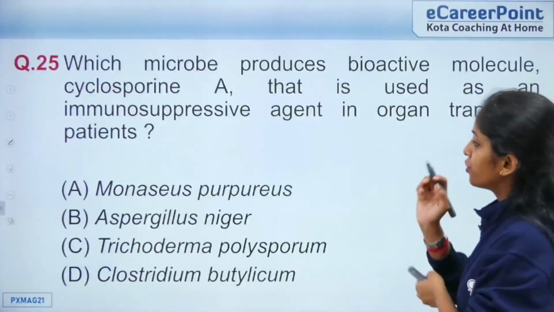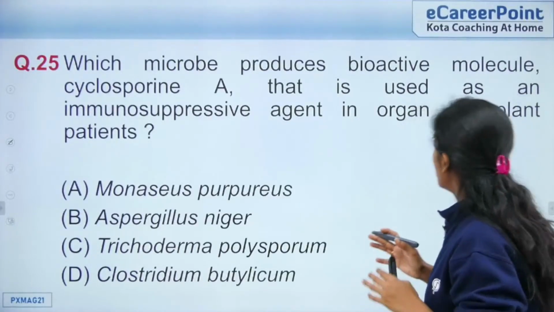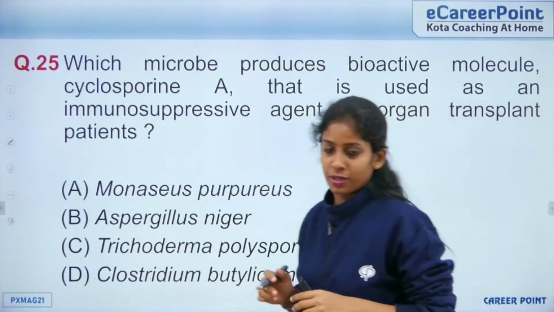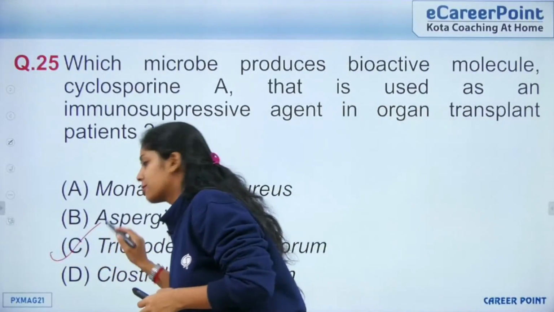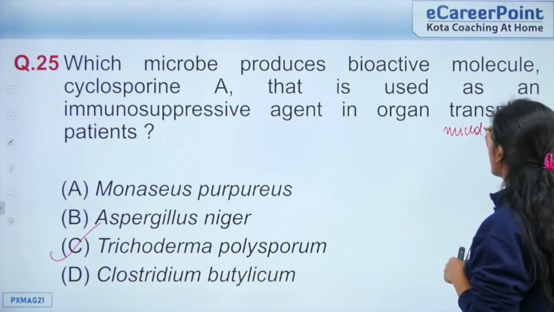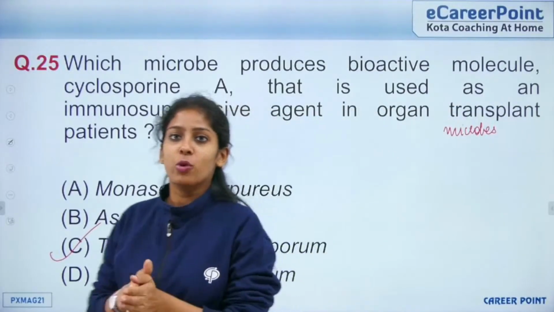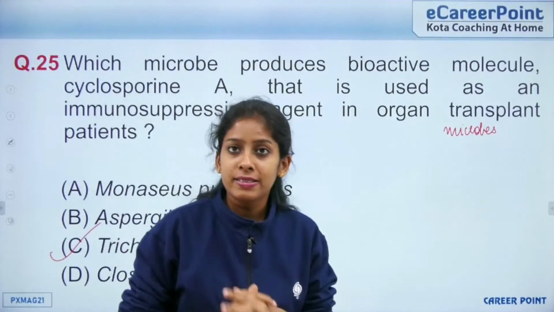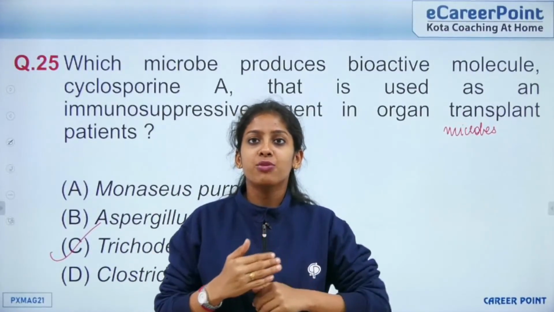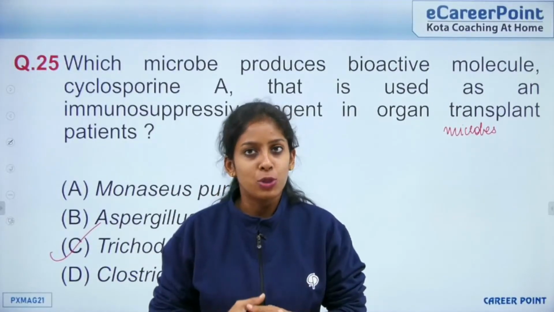So the last question for the day, which microbe produces bioactive cyclosporin A that is used as an immunosuppressive agent in organ transplant patients? So this is Trichoderma polysporum and this comes from the chapter from class 12, that is microbes in human welfare. So how quickly we solved 15-25 questions? Was it tough? So please sit down, solve as many sample papers as you can within a stipulated time so that you're able to manage time and you improve on your speed and your conceptual understanding.